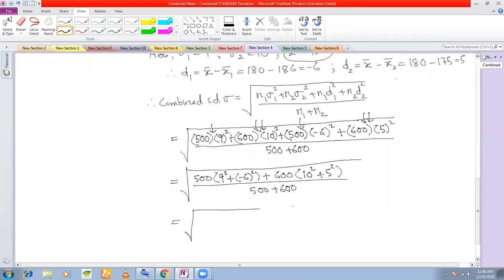So this you get root over of 500 into 81 plus 36, 117, 600 into 100 plus 25, 125, divided by 1100. 500 into 117 is 58,500 plus 125 into 600 is 75,000, divided by 1100.